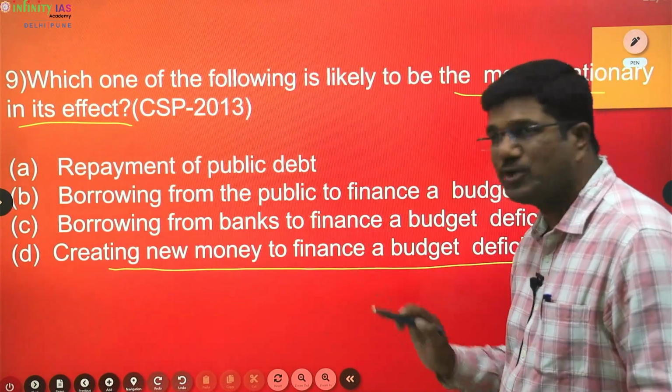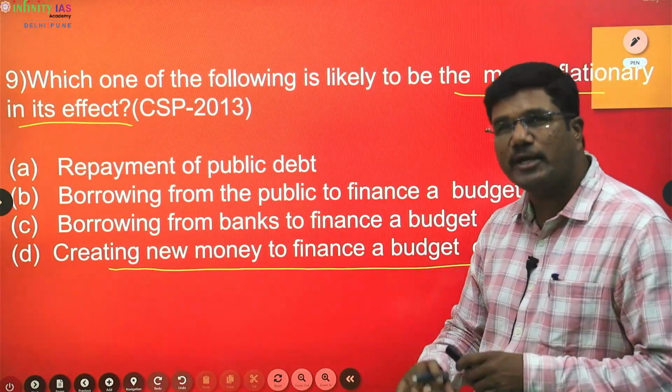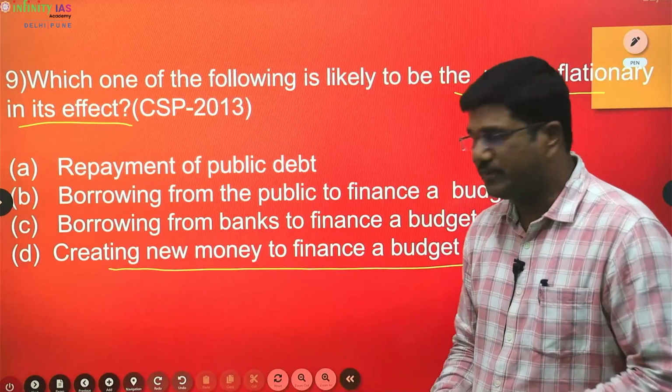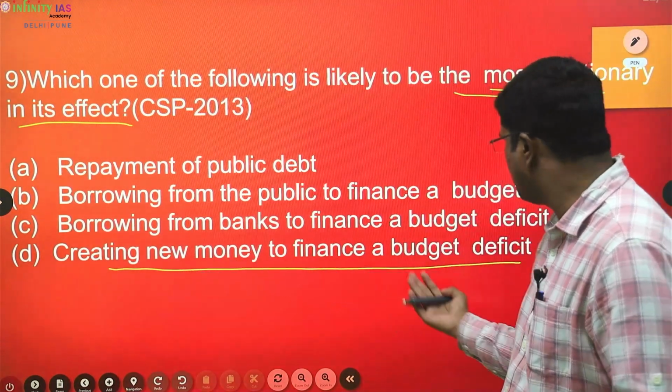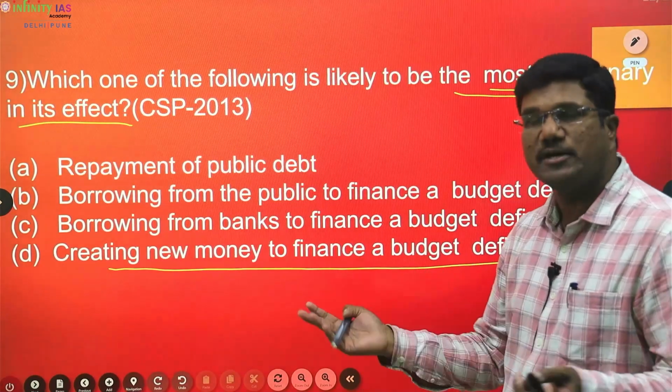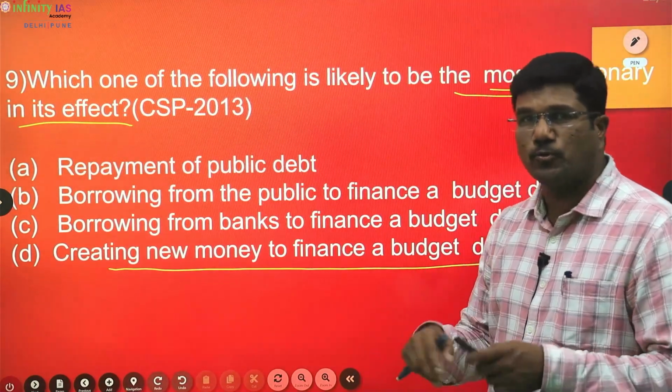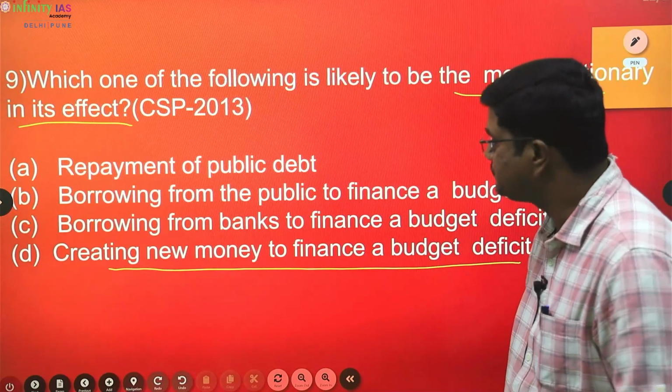This is the last option. Normally, when there is a deepening of crisis, this kind of option is used, like creating new money to finance budget deficit. Otherwise the rest of the options are used. To make things clear.